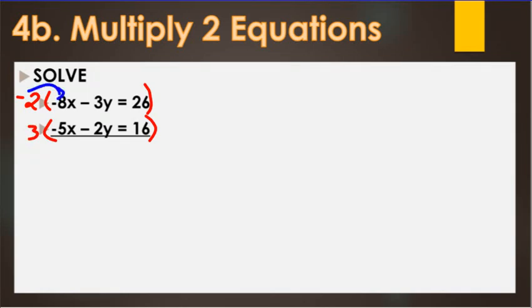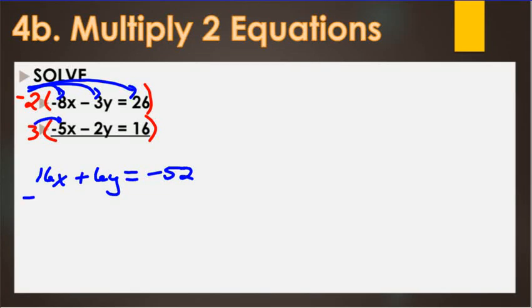So I distribute negative 2 times negative 8x is a positive 16x. Negative 2 times negative 3y is a positive 6y. Negative 2 times 26 is a negative 52. And then 3 times negative 5 is negative 15x. 3 times negative 2y is negative 6y. 3 times 16 is 48.